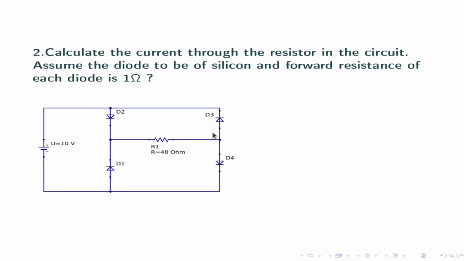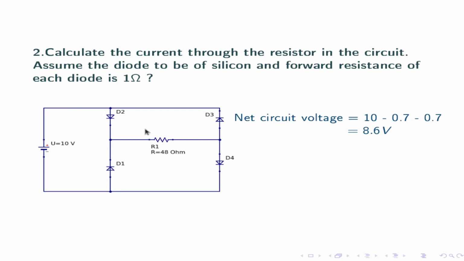And we have 4 diodes and one resistor 48 ohm and an input supply of 10 volt. We want to calculate the current through the resistor in the circuit. In the question it is given, these diodes are made of silicon and the forward resistance of each diode is 1 ohm. These all 4 diodes are similar. So the supply voltage is 10 and this is the path.